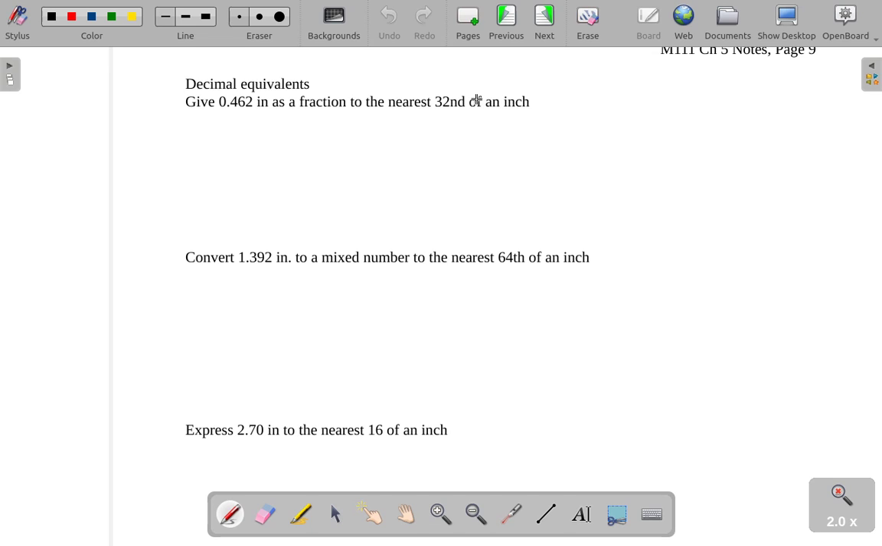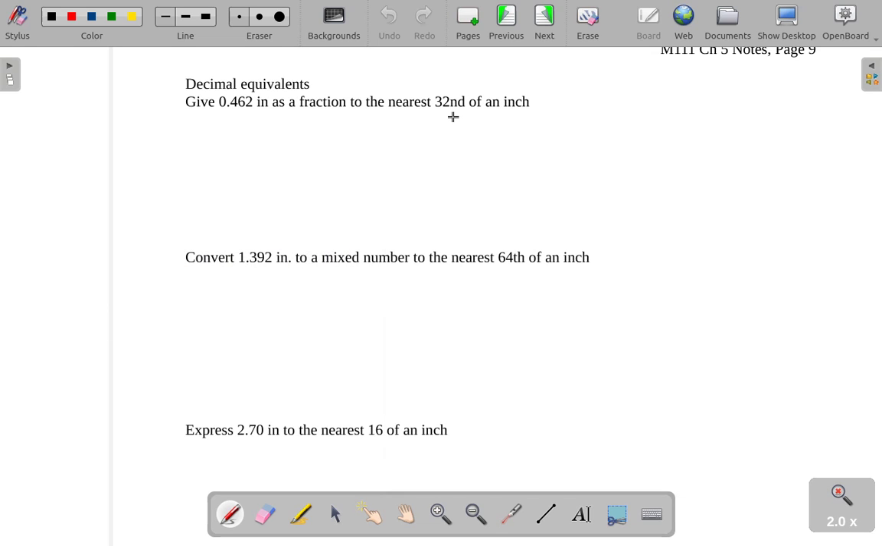Maybe some implements would go to the thousandth of an inch, but if we're actually using a tape measure, a 32nd of an inch is probably more than you can hope for. But let's figure out what this is to the nearest 32nd of an inch.